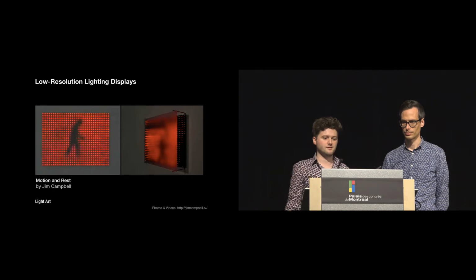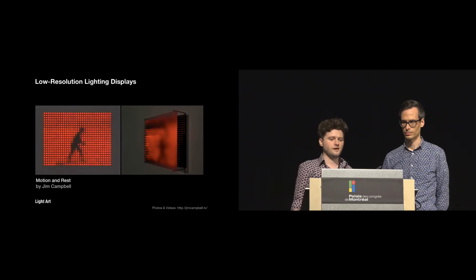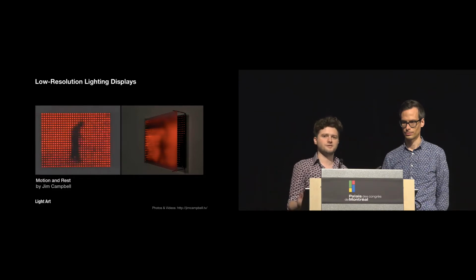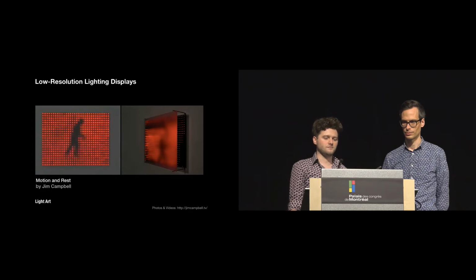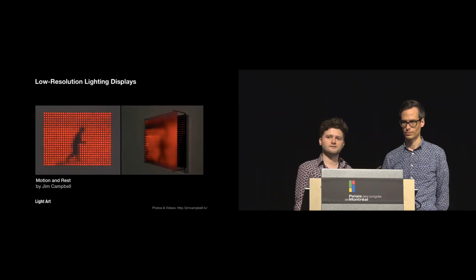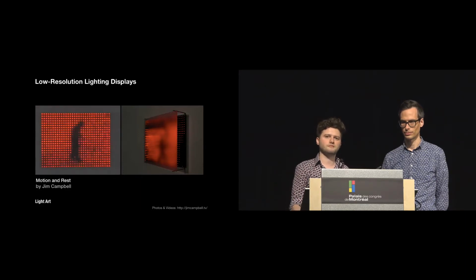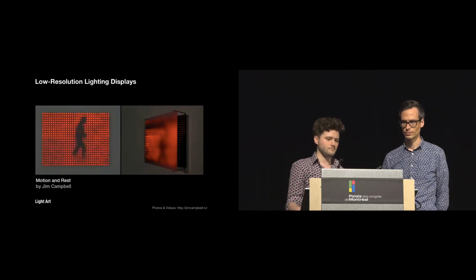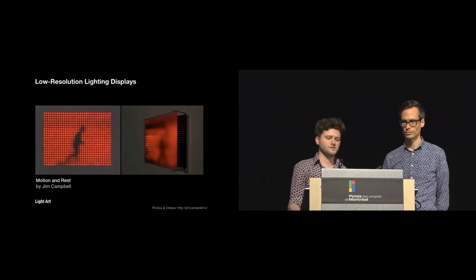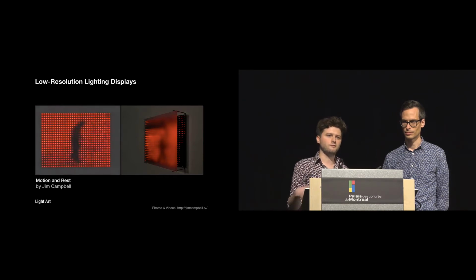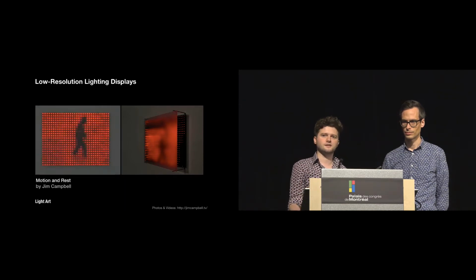In the past, visual artists have also repeatedly used low-resolution lighting displays as a creative material in their work, and here you can see two examples from Jim Campbell, and he demonstrates well that information can also be conveyed in a very low resolution. Campbell also experiments a lot with different kinds of materials, and here he shows that working with light always means designing lighting as a material.